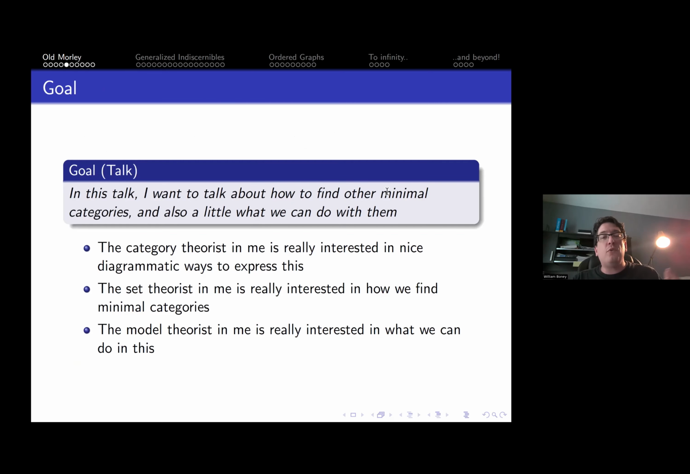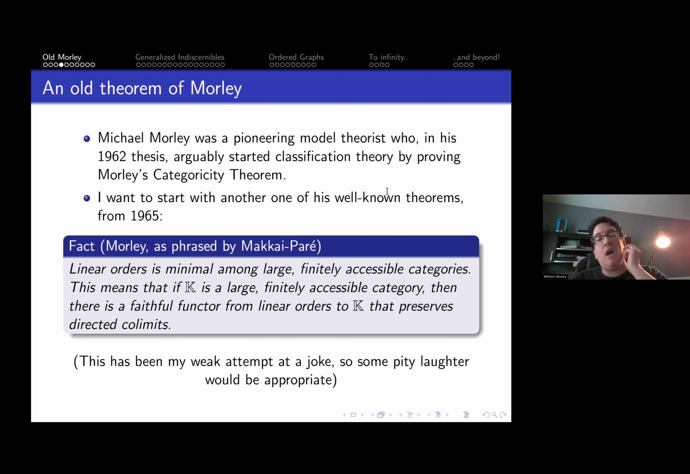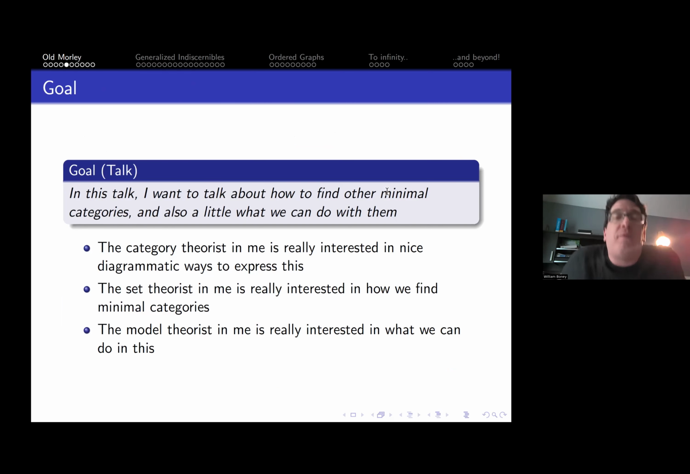And so what I want to do is take this phrasing of Morley's theorem and push it farther. I want to find other minimal categories and talk a little bit about what we can do with them and why I'm interested in them. As I try to describe myself as a researcher, I think of myself as a model theorist whose work intersects with set theory and category theory. And this project checks all those boxes for me.